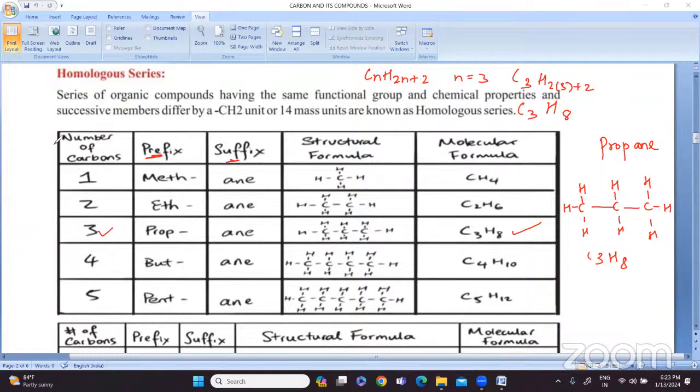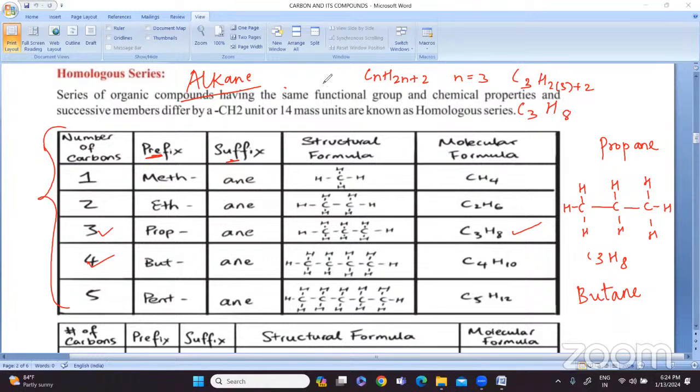So these are the homologous series. These are the set of organic compounds which belong to the alkane series. So what do you mean by homologous series? These set of compounds from the tabular column are organic compounds belonging to saturated compounds, that is, from the alkane family. Fine. Next is when carbon is equal to 4. What is the prefix? The prefix is but. And what is the suffix? It is ane. So it is butane.